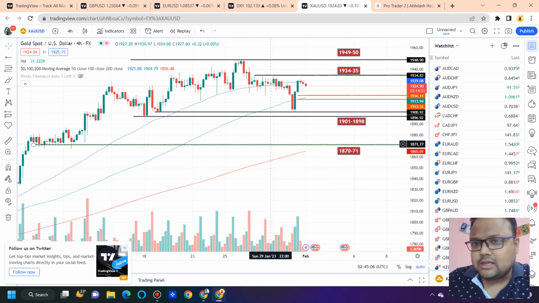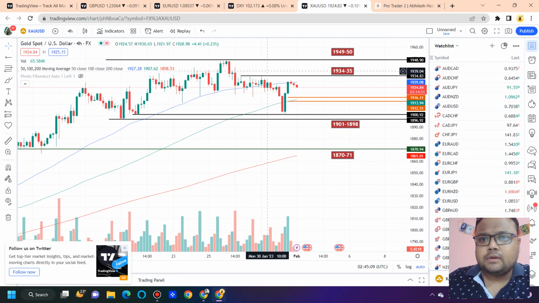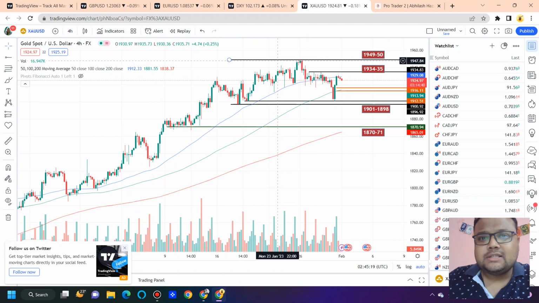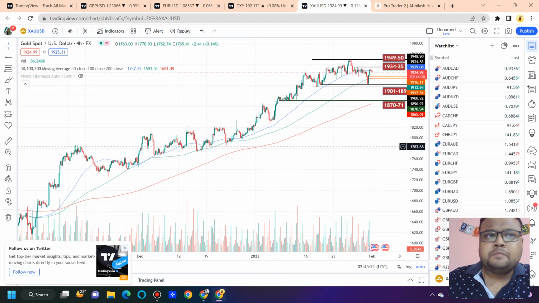Now let's have a look at the chart of gold. So first of all, let's talk about the good levels. The best resistance on the chart of gold is around 1949 to 1950. This is the resistance. If you look at the chart of gold, then there is no doubt that this market is in an uptrend. There is no doubt about it.